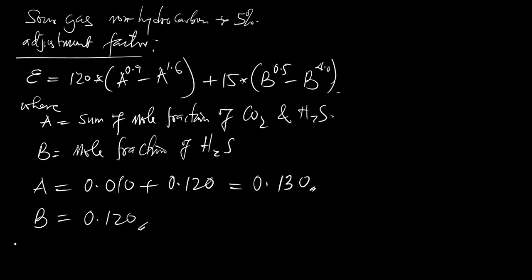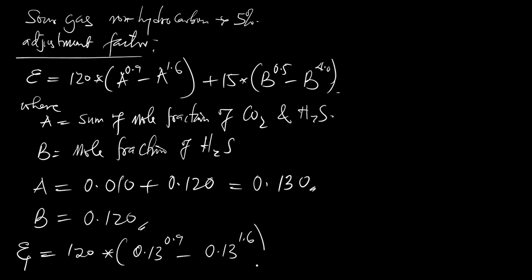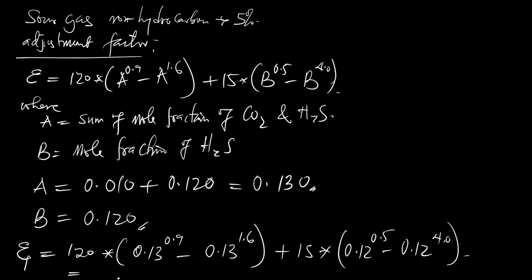So now let's calculate the adjustment factor. So the adjustment factor will now be equal to 120 times A, which is 0.13. So 0.13 raised to the power 0.9 minus 0.13 raised to the power 1.6, plus 15 times B, and B is 0.12 raised to the power 0.5 minus 0.12 raised to the power 4.0. So the answer for the adjustment factor can now be calculated. Let's use our calculator to do the math.